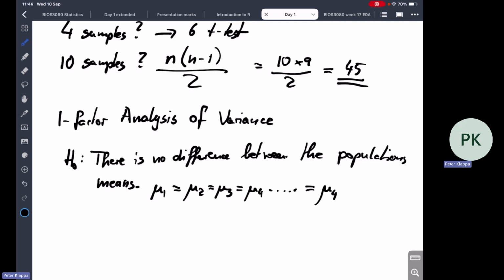And mathematically, this would be written like that. All the population means are the same. That's our null hypothesis. The alternative hypothesis would be at least one population mean is different.